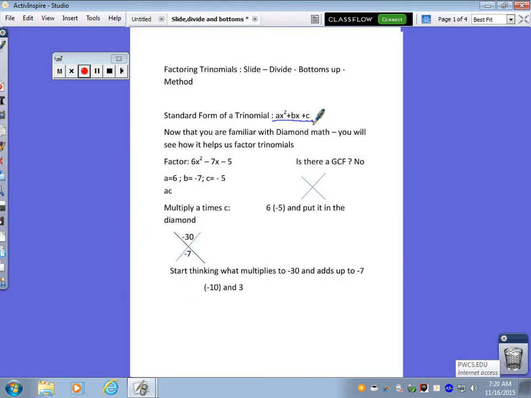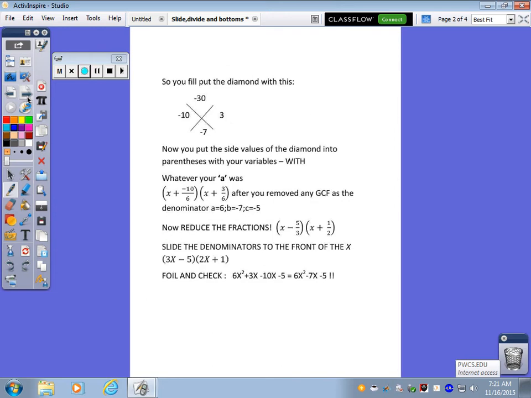So the first thing you do for this method is multiply a times c. In this case, 6 times negative 5, which is negative 30. You put that into the top of the diamond. And then you put b here. So it's AC here and b here. Now you know what to do. What multiplies up to negative 30 but adds up to negative 7? Well, negative 10 and 3 work in this scenario. So you fill in the diamond with this.